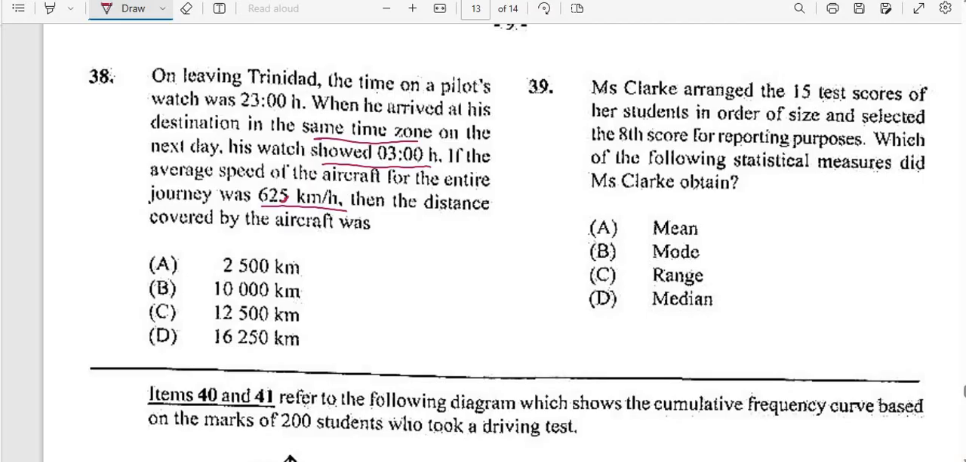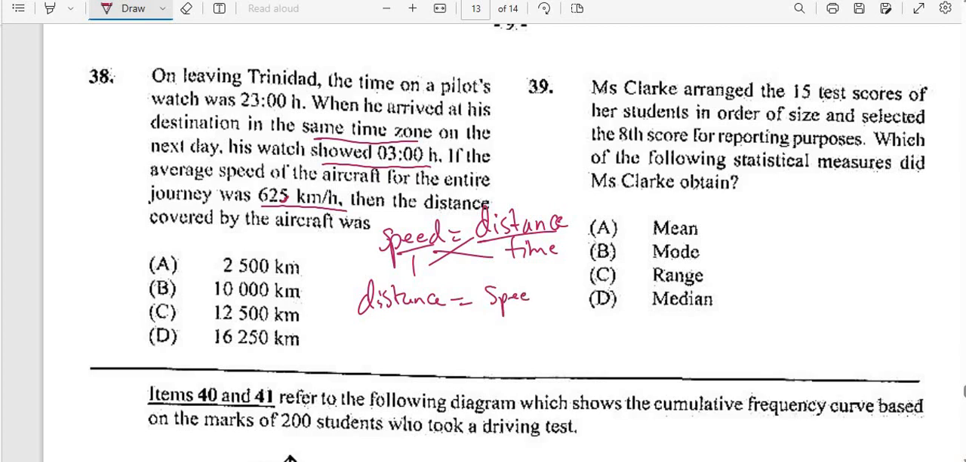Okay, so let's look at this. Looking at the formula, speed equals distance over time, right? And we want to find the distance. So what do we do? We multiply these. If you put speed over 1, distance times 1 is distance, so I multiply speed by the time. So speed times time. What's the speed? Speed is 625 kilometers per hour. I'm going to leave out the unit.